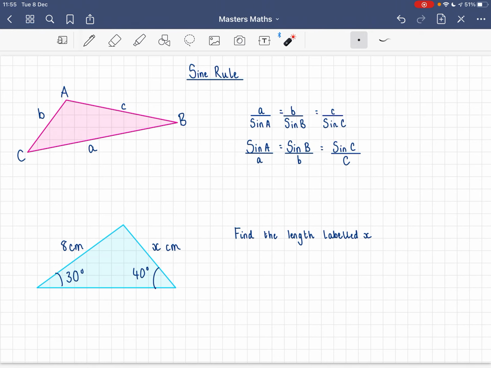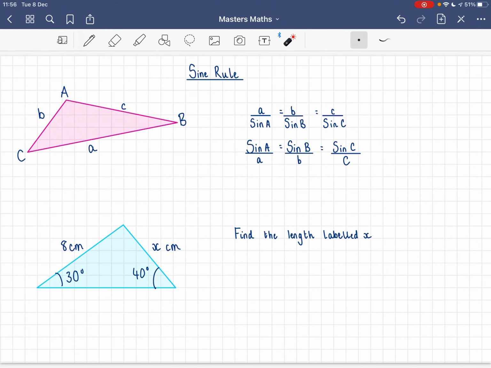We can flip that on its head. This form is more useful if we are trying to find a side. This one is more useful if we are trying to find an angle. Because it is so easy to just flip the fractions over, I would always use this one if I'm trying to find a missing side, and I would always use this one if I'm trying to find a missing angle.